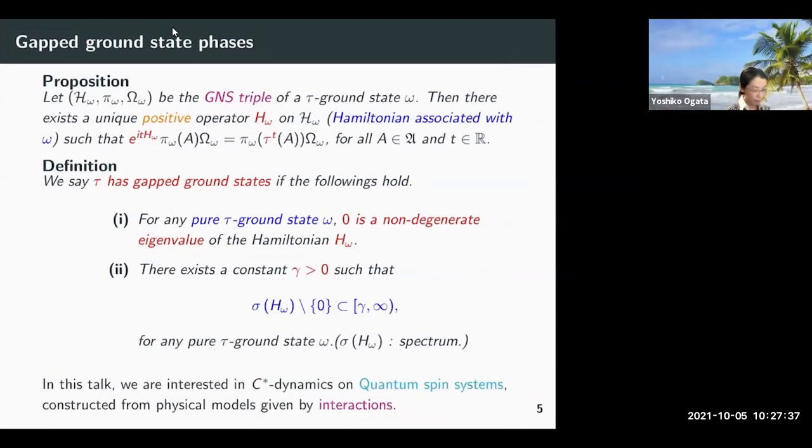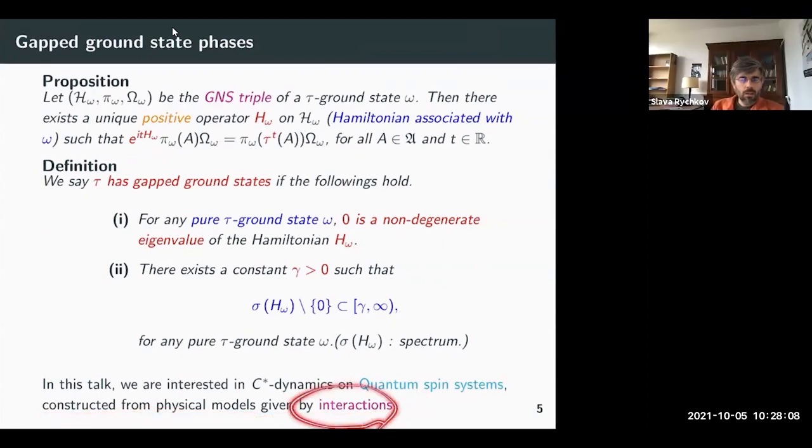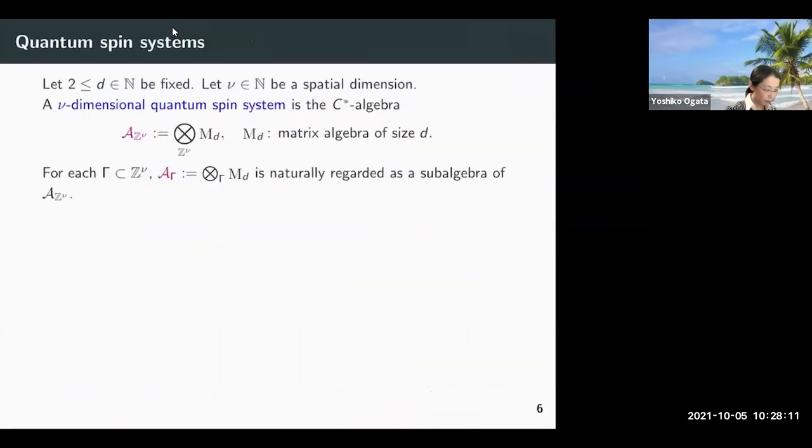So in this talk, we are interested in dynamics on quantum spin systems. So far I talked only about dynamics in a general setting, but what we would like to consider in this talk is a quantum spin system. And of course, the dynamics have to be constructed from a physical model, so it should be given by something called an interaction. That is what I would like to explain next. So let me start. Throughout my talk, I fix some natural number nu, and let nu be the spatial dimension.